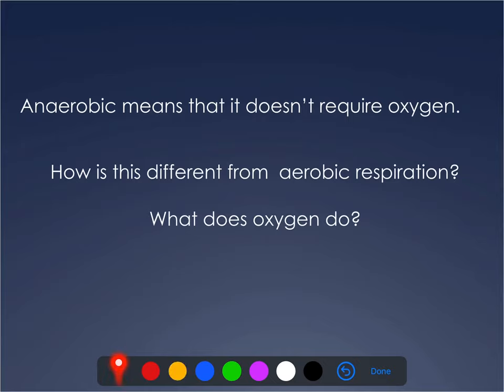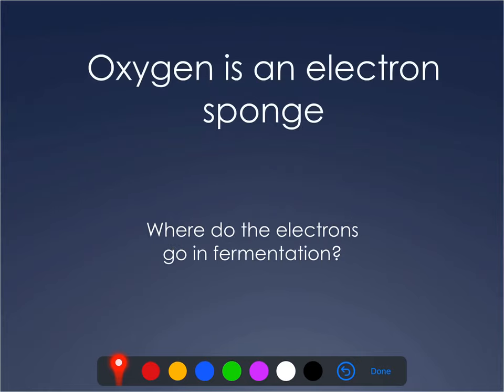Anaerobic means that it doesn't require oxygen. Why is that important? What does oxygen do? In aerobic respiration, oxygen acts as an electron sponge. And this is key. You want to know this. This will be on the test, so pay attention, all right?